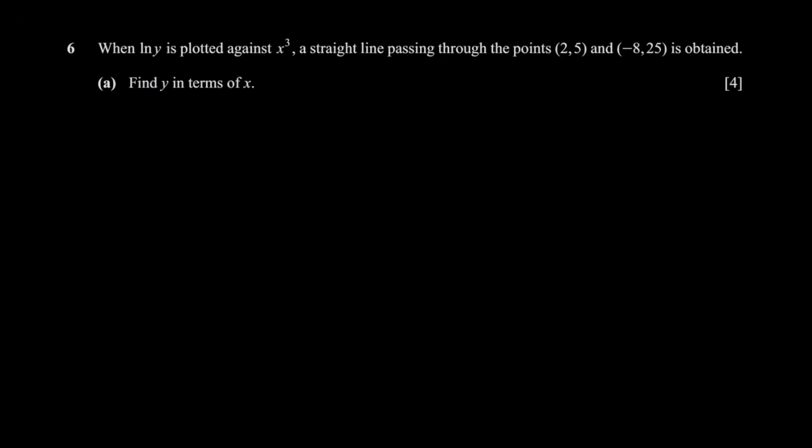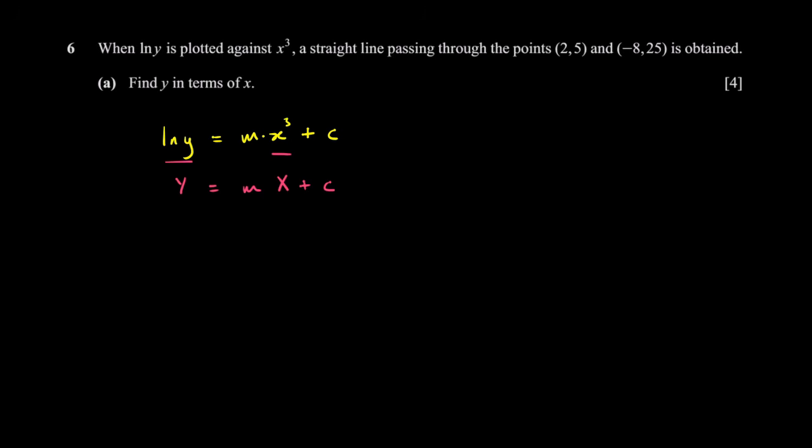Question 6. When ln y is plotted against x cubed, a straight line passing through these points is obtained. Find y in terms of x. So if we plot ln y against x cubed, then what we're going to get is ln y is equal to m times x cubed plus c. This is a straight line because if we replace the ln y with capital Y and the x cubed with capital X, what we get is a y equals mx plus c graph. So that's a straight line graph.